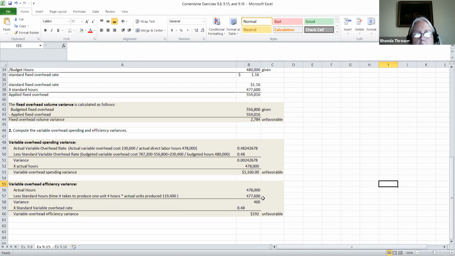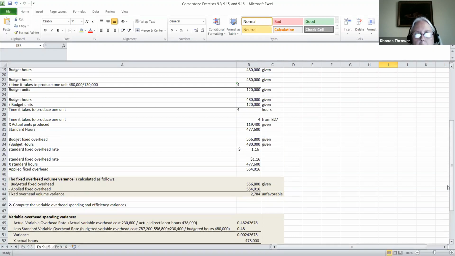The standard hours would be subtracted from the actual hours, and because the actual hours were more than the standard hours or the budgeted hours, this variance here becomes unfavorable. We're going to multiply it by the standard variable overhead rate, which we found up above here, which was 48 cents. 400 times 48 cents gives you $192, which is unfavorable. So this is for variance analysis.